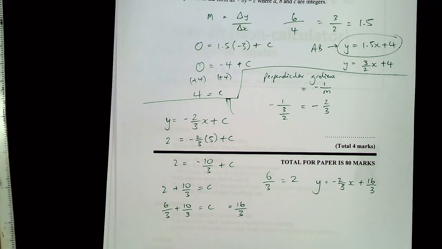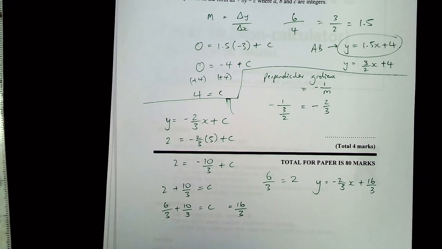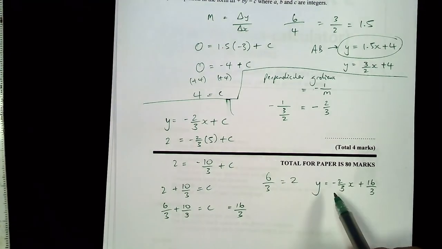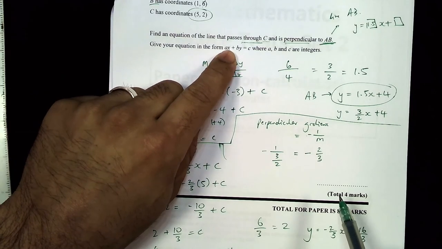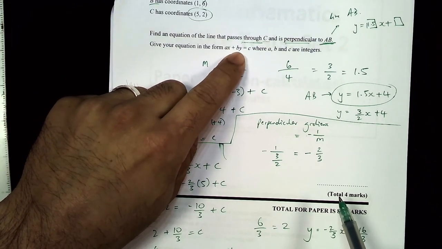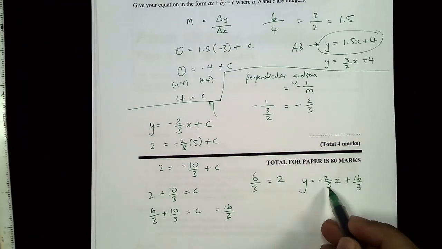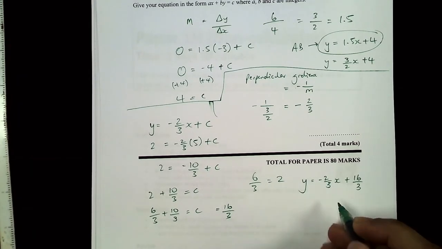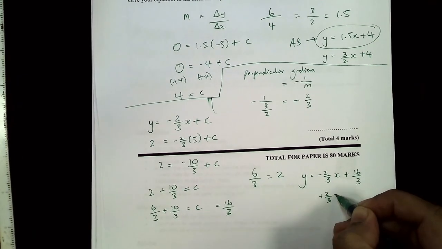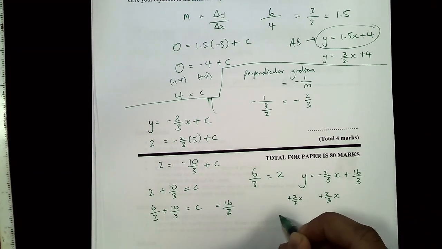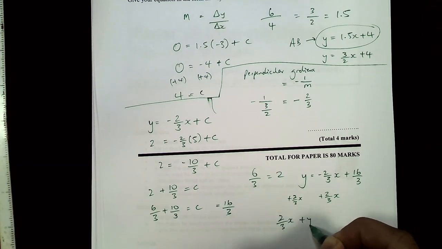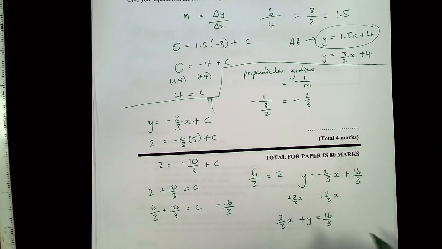The only thing is that they want me to write it in a slightly different form, where A, B, and C are integers. It needs to look like this: Ax plus By equals C, where A, B, and C are integers. So let's move the 2/3 x onto this side. If I add 2/3 x over here, and do the same on this side, that will give me 2/3 x plus y equals 16 over 3.